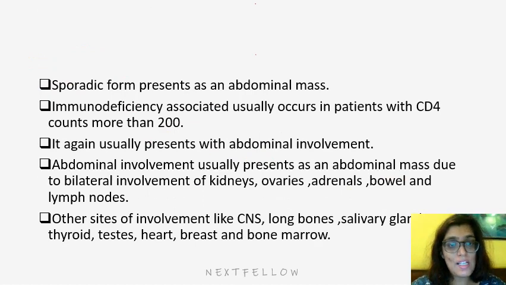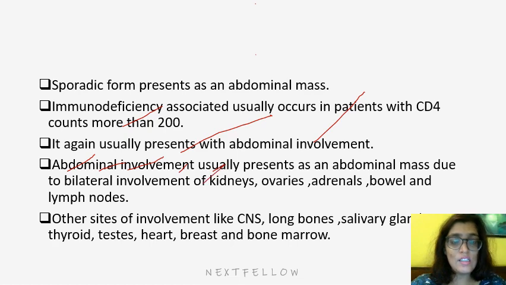So the sporadic form presents as an abdominal mass. Immunodeficiency-associated usually occurs in patients with CD4 counts more than 200. It again usually presents with abdominal involvement, as an abdominal mass due to bilateral involvement of kidneys, ovaries, adrenal glands, bowel, and lymph nodes. Other sites of involvement include CNS, long bones, salivary glands, thyroid, testes, heart, breast, and bone marrow. So these are the clinical features of the sporadic and the HIV-induced lymphoma.